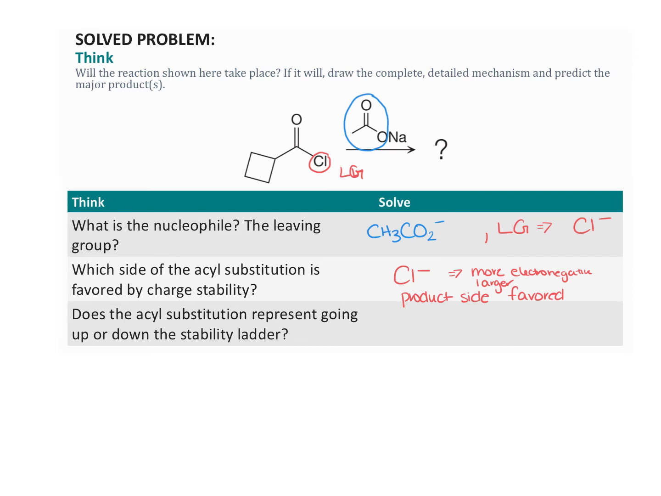Okay. Does the acyl substitution represent going up or down the stability ladder? So the acid derivative on the reactant side is an acyl chloride. So we've got an acyl chloride here. And on the product side, this would make an acid anhydride. Okay. And so this represents going down one rung of the stability ladder, and this would be energetically favorable. So it'd be going down, and it would be energetically favorable.